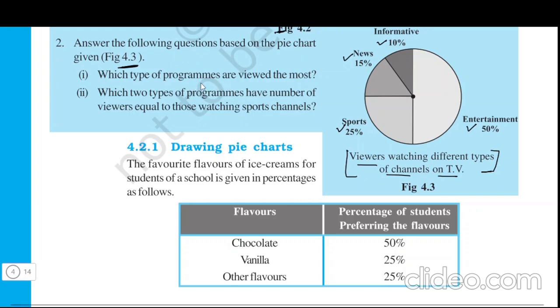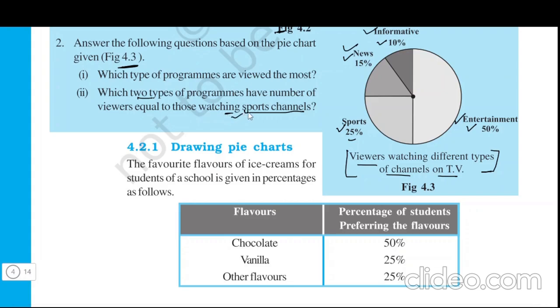Which type of programs are viewed most? You can easily say that entertainment programs are viewed most. Which two types of programs have a number of viewers equal to those watching a sports channel? That is, a combination of two types of programs that have equal viewers as the sports channel. The sports channel has 25%. If we add informative and news, it is 10 plus 15, which is 25. So informative and news channels together have viewers equal to those watching the sports channel.